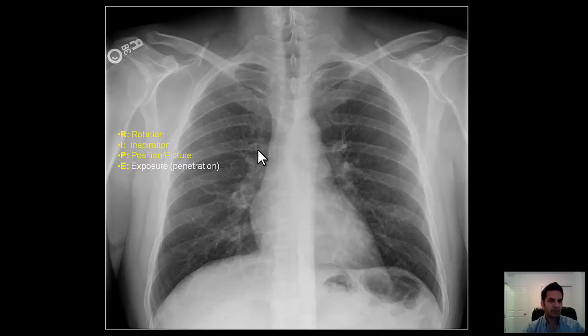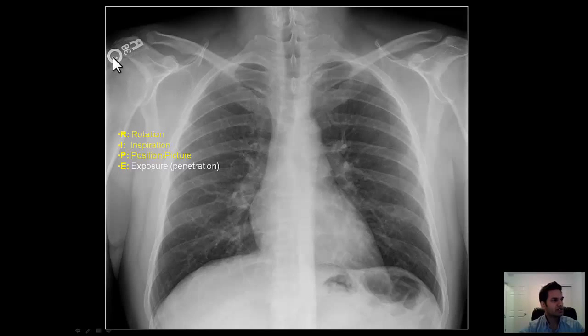Another thing is that when the radiologist is reading the chest X-ray, they're reading it as if they're standing in front of the patient. So the patient's right is your left, and the patient's left is your right. So this is the right lung field of the patient, and this is the left lung field of the patient. You want to make sure that your technologist has marked the right side so that you know that this is the right lung field, or if they mark the left side, you want to confirm that that's the left lung field.